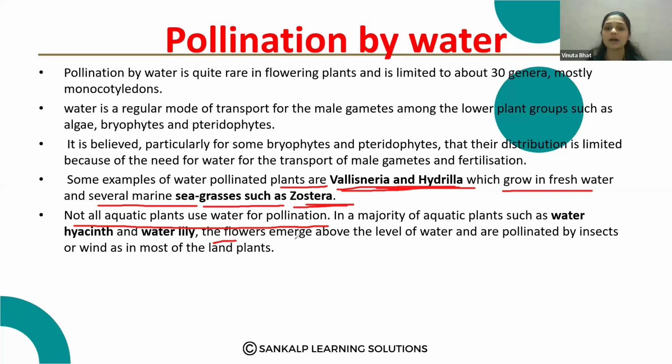So the flowers emerge above the level of water and are pollinated by insects or wind, as in most of the land plants. So here are some plants which are growing in the water, but they are not pollinated by the water. They are not using the water for their pollination.